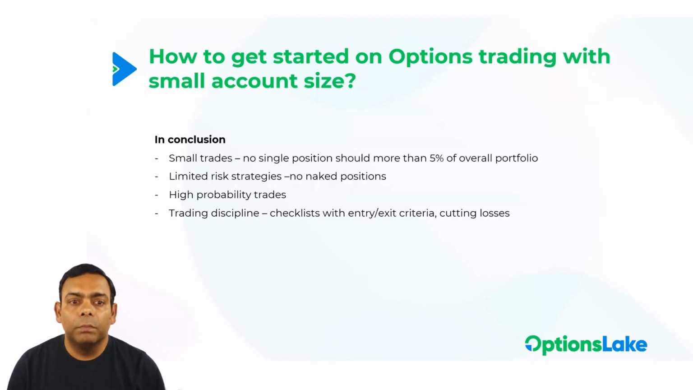So to conclude, for trading in a small account, here are the 4 things I want you to keep in mind. Number one, small trades. No single position should be more than 5% of overall portfolio. Number two, always think about getting into a trade with limited risks and not any naked positions. Number three, try to have a good portion of your portfolio in high probability trades. And number four, having a trading discipline, which means checklist for entry exit criteria, having the discipline of cutting losses, etc.